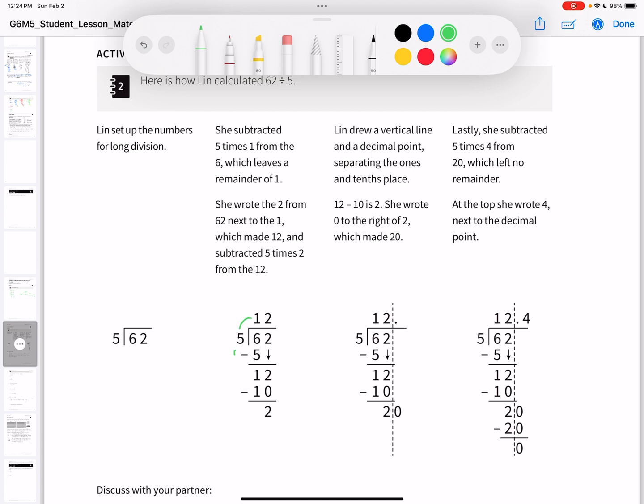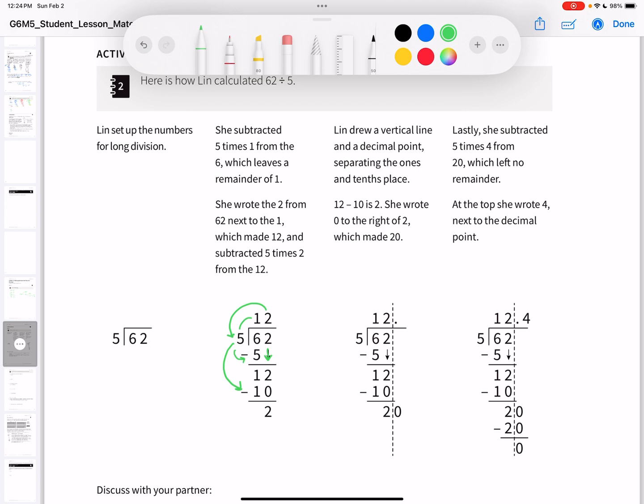1 times 5 is 5, and then she subtracts it from the 6 to get 1. She wrote the 2 from 62 next to 1, which made it 12. So she brought down the 2 to make it 12. And subtracted 5 times 2 from the 12, because she knows 2 times 5 is 10, which is as close as she can get to 12 without going over. And then she subtracts it out, and she gets 2.